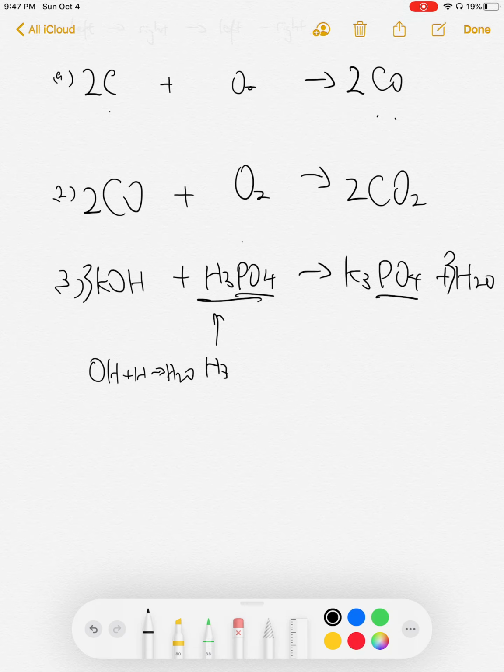Now you have 3 OH, you also get 3K. And what about the 3K? On the right hand side, you also have 3K here. That tells you that you're probably on the right track. You have K3, then you have one PO4, which you also have one PO4 over here. So that's how it's going to be balanced.